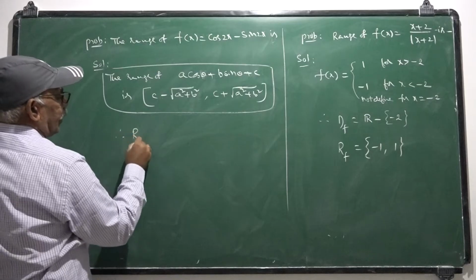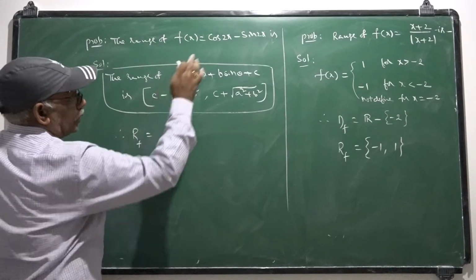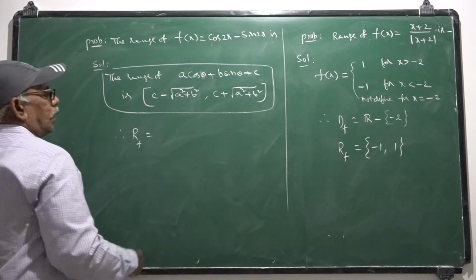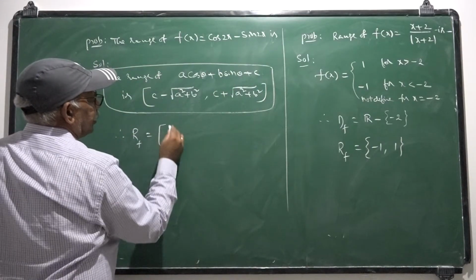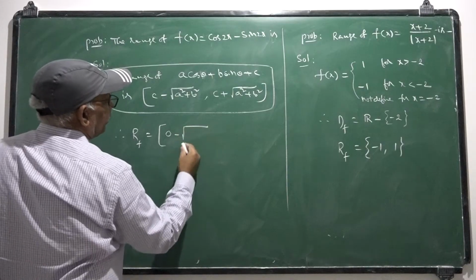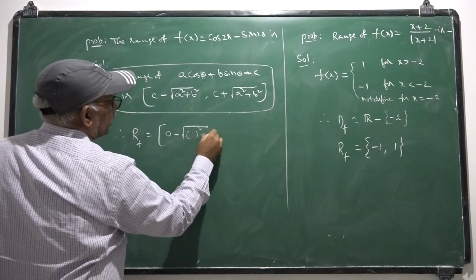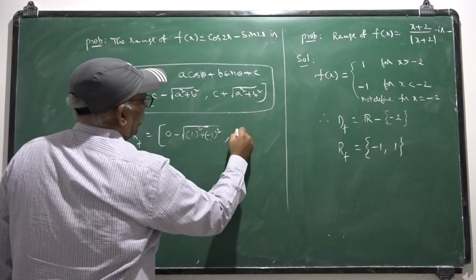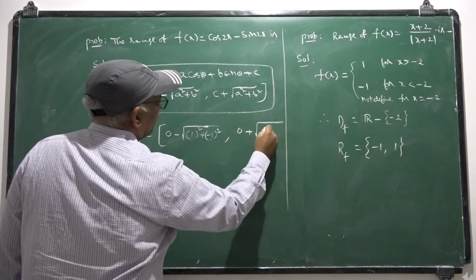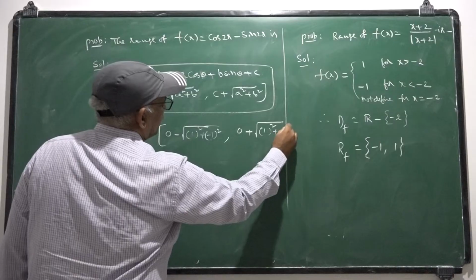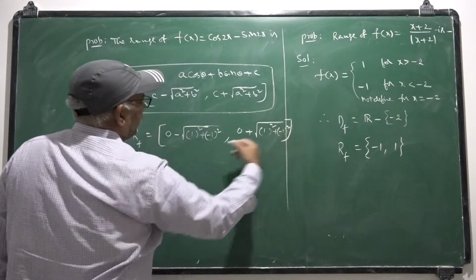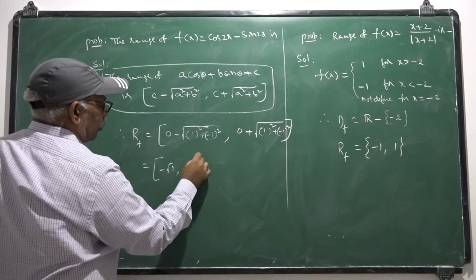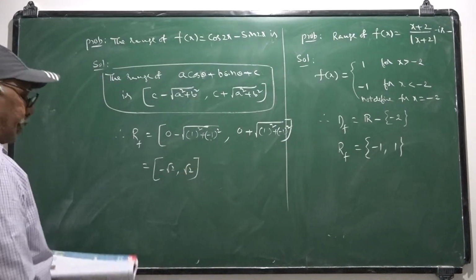the range of f is, here theta is 2x, in both the cases cos theta minus sin theta form, and the range is c is 0 minus square root of 1 square plus minus 1 square, of course a is 1, b is minus 1, 0 plus square root of 1 square plus minus 1 square. So that gives us minus root 2 to root 2 is the range of the given function.